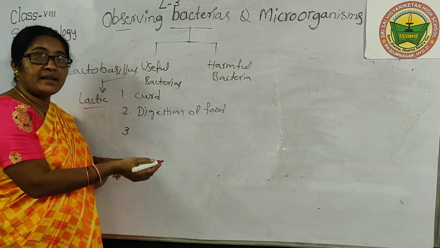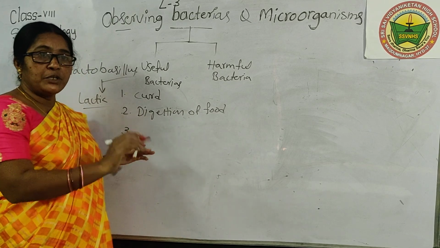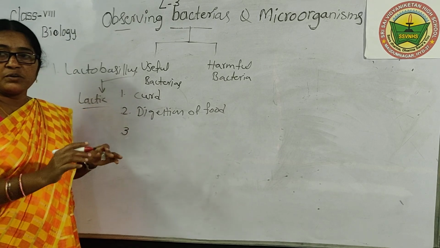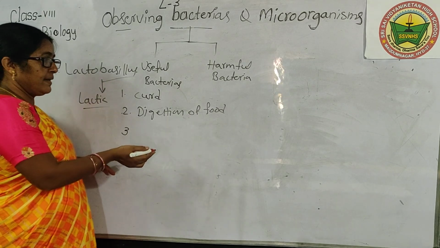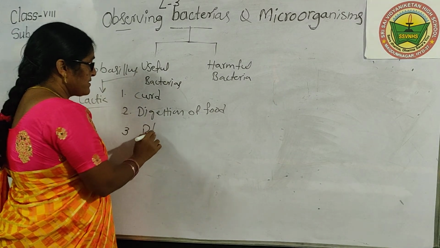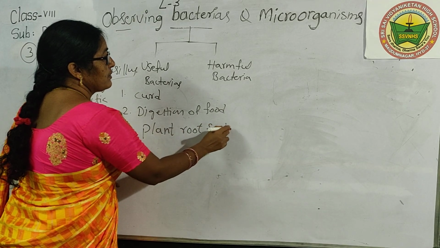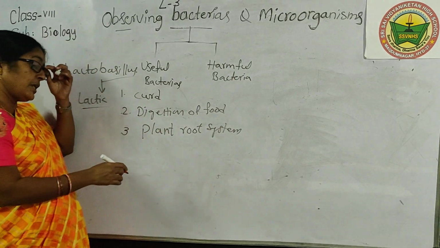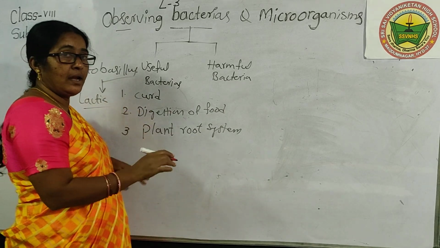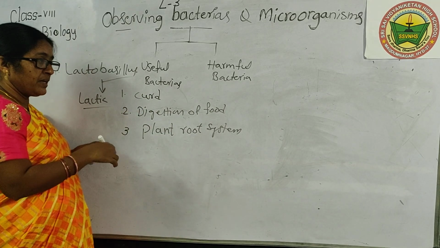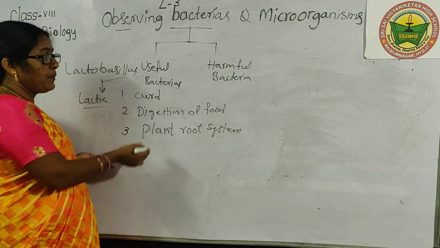Then the remaining bacteria live inside the plants. Some bacteria live in plant root systems. In that root system they release some nutrients, which are afterwards added to the soil. At that time soil fertility increases. The nutrients increase with the help of bacteria.